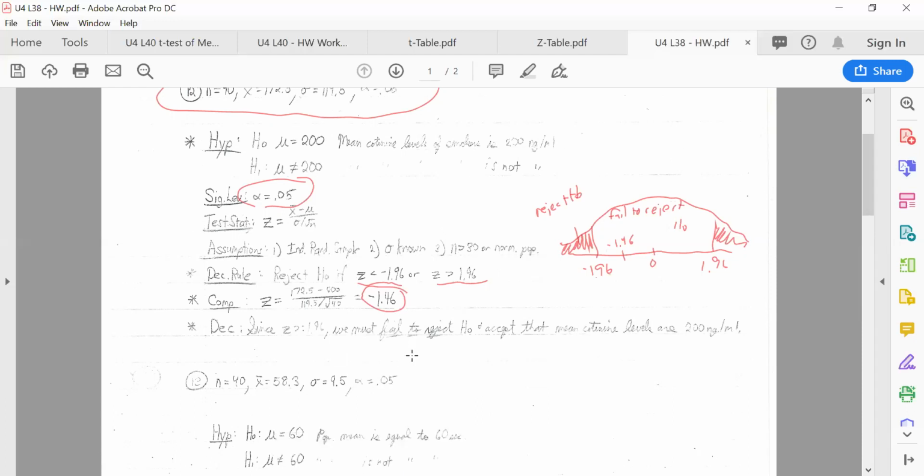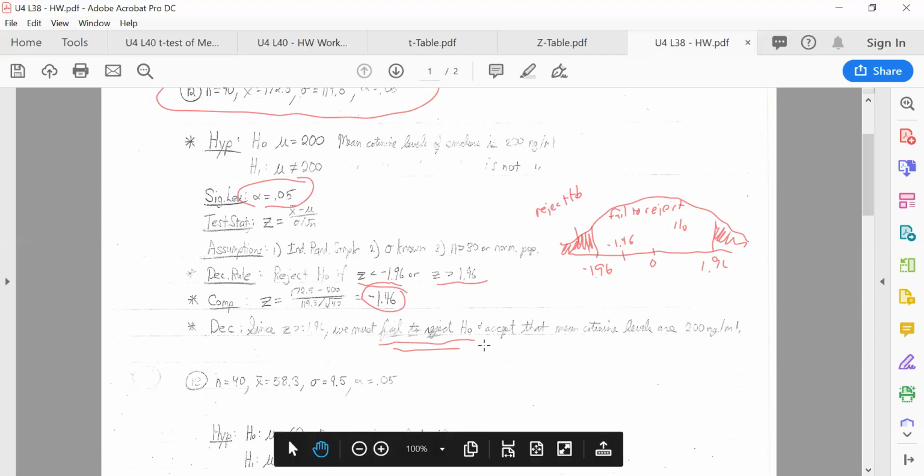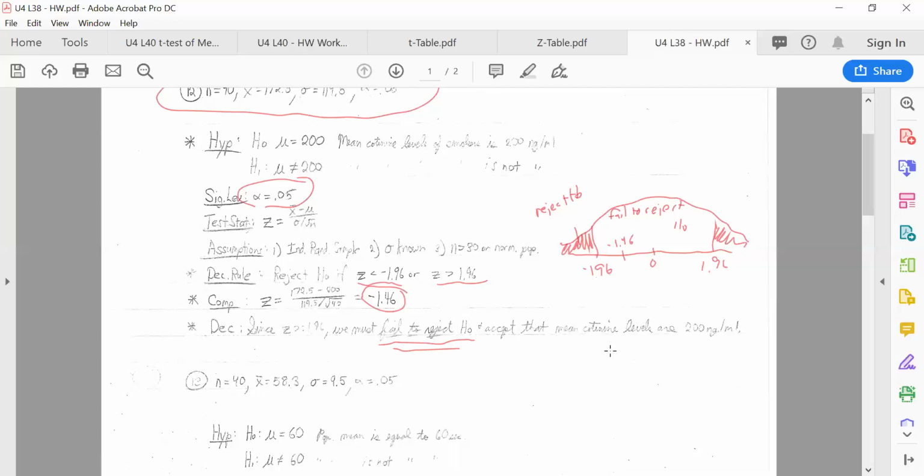That's the actual statistical jargon right there. That is not guilty or unlucky. Fail to reject H0. Now you do the layman's terms. If you're failing to reject H0, that means you're actually going along with H0. That means you're accepting the fact that the mean cotinine level is 200 nanograms per milliliter.